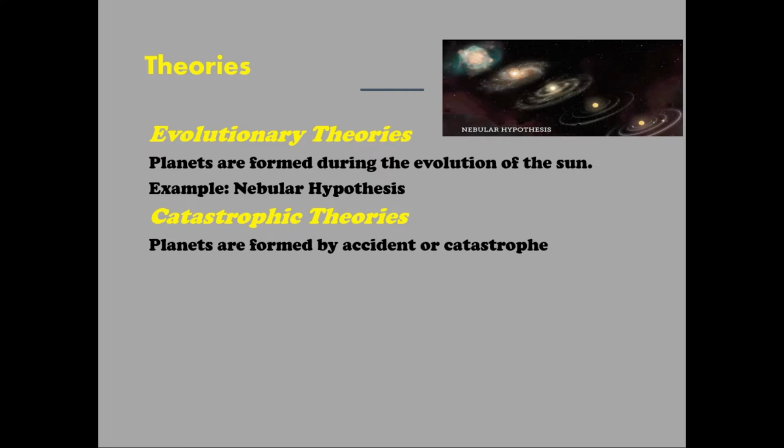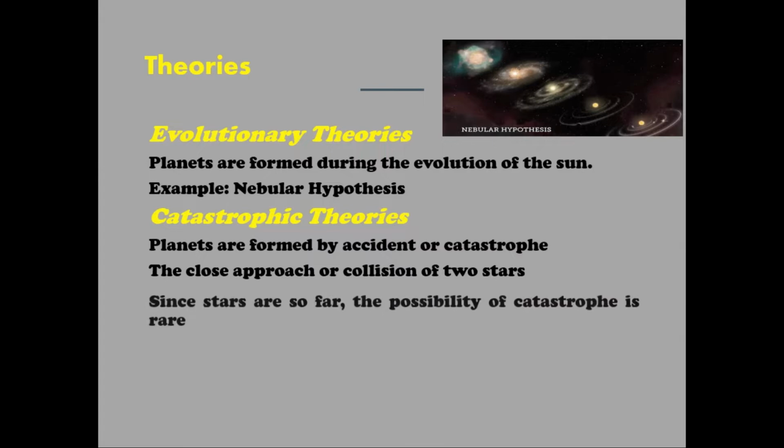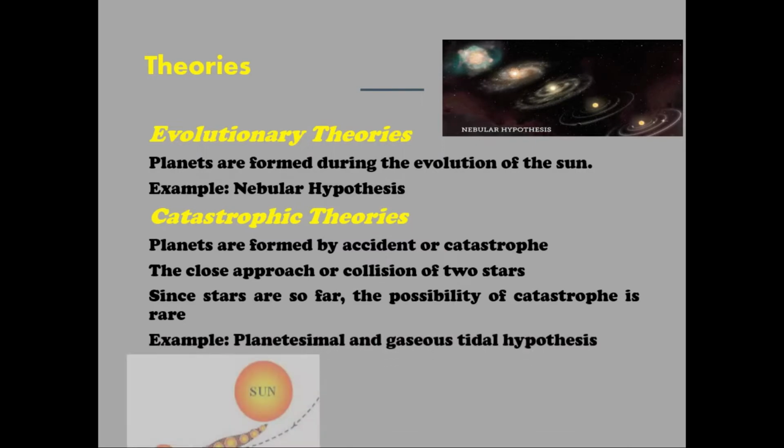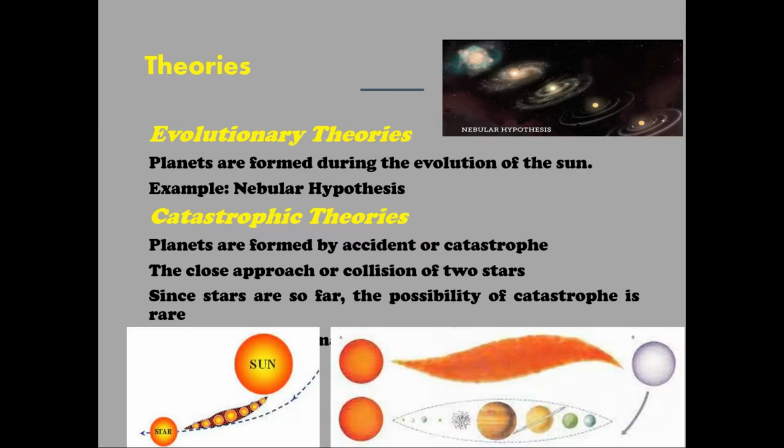So it means that any planet is formed suddenly by an unexpected accident. This may be due to close approach or collision of two stars. But since stars are so far from each other, the possibility of sudden accident is rare. Examples of these catastrophic theories are Planetesimal and Gaseous Tidal hypothesis.